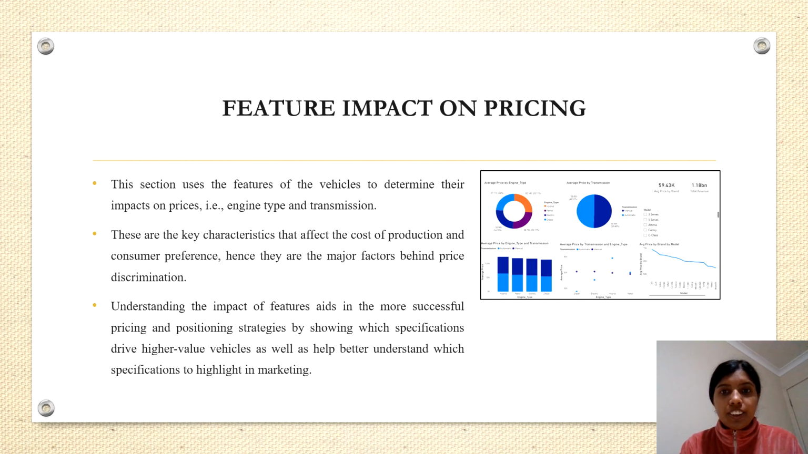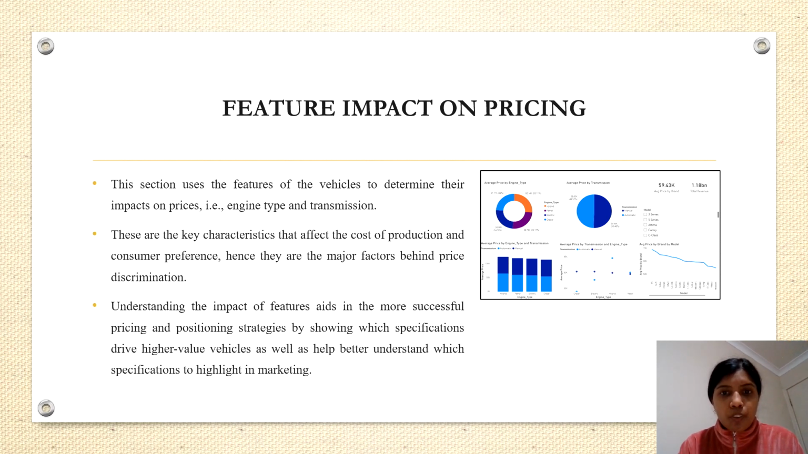This section uses the features of the vehicle to determine their impacts on prices, that is, engine type and transmission. These are the key characteristics that affect the cost of production and consumer preferences. Hence, they are the major factors behind price discrimination. Understanding the impact of feature aids in the more successful pricing and positioning strategies by showing which specification drive higher value vehicles, as well as help better understand which specification to highlight in marketing.